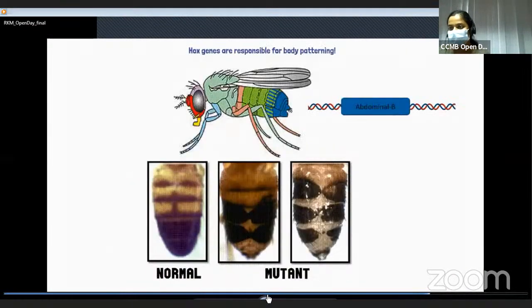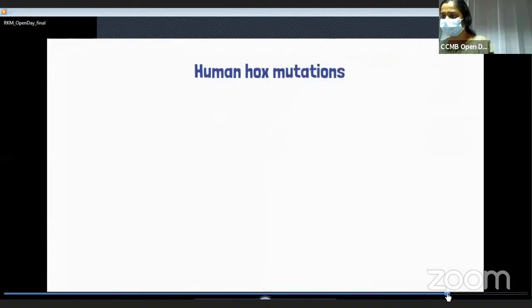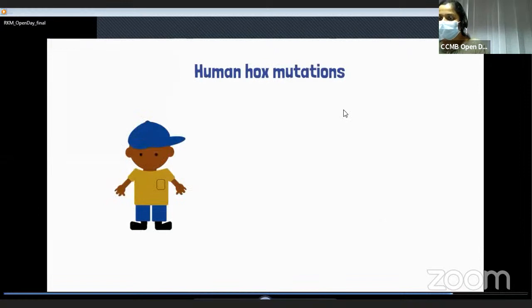Nature has already done a lot of tinkering with the DNA, and we see that in nature we have flies which have two wings, we have flies which have one wing, and we have flies or insects that have different types of abdominal patterns. So what do you think would happen if there is a Hox mutation in the human? Do you think there would be human beings with 4 hands?